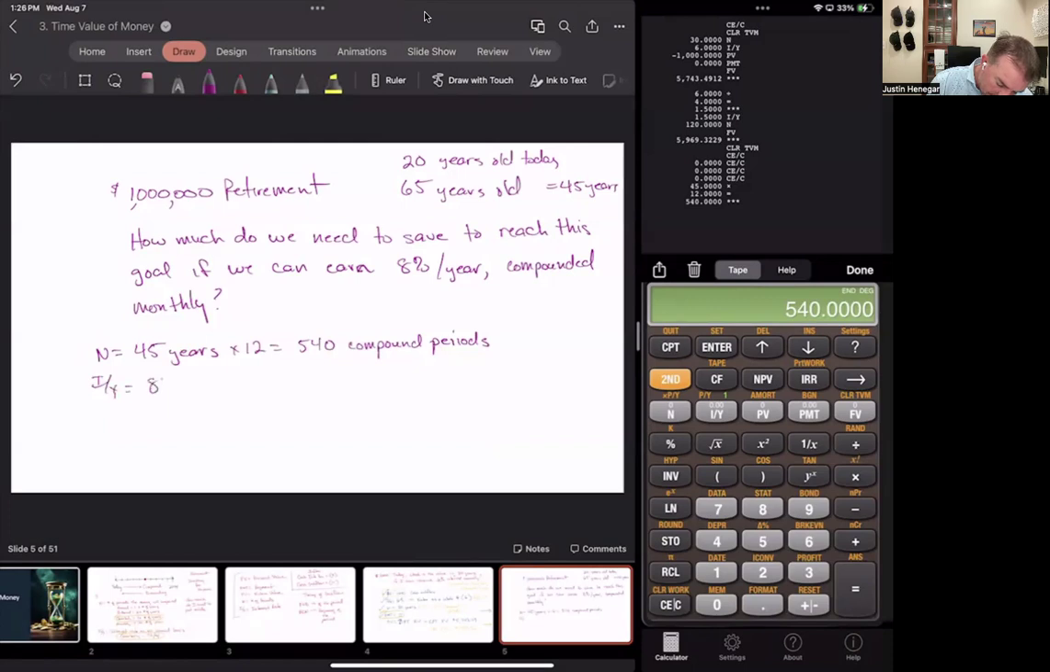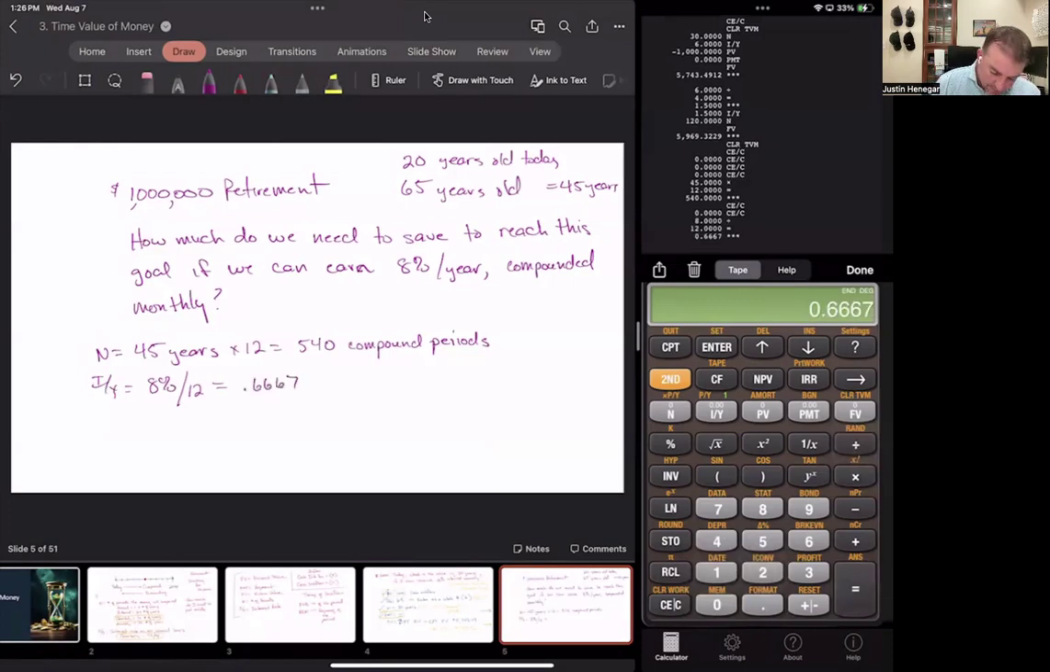Okay. The next one is our interest rate. We know that we can receive 8% per year, but we're going to compound monthly. So we need to divide this by 12. Remember, we don't put it in percentage decimal form. We're going to put it in as 8. We're going to divide it by 12, and we're going to get 0.6667. This is our interest rate per period.